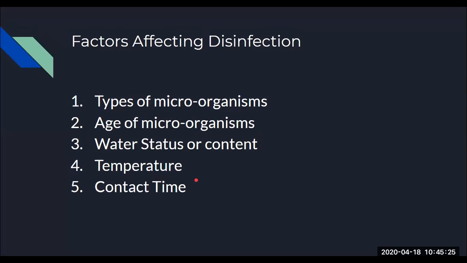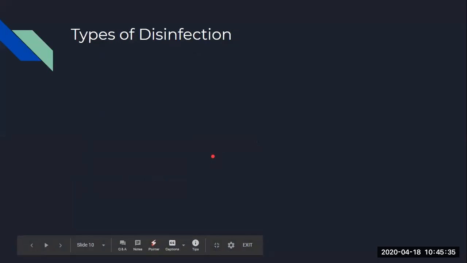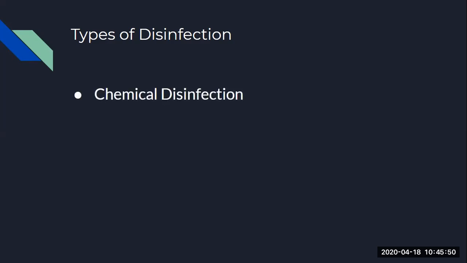So you have to remember these 5 factors and the explanations as to why they're important to disinfection. Okay. So types of disinfection. So we've looked at what disinfection is. We looked at the factors that affect disinfection. So now we want to look at some of the types of disinfection. Now we can group them into 2 groups.